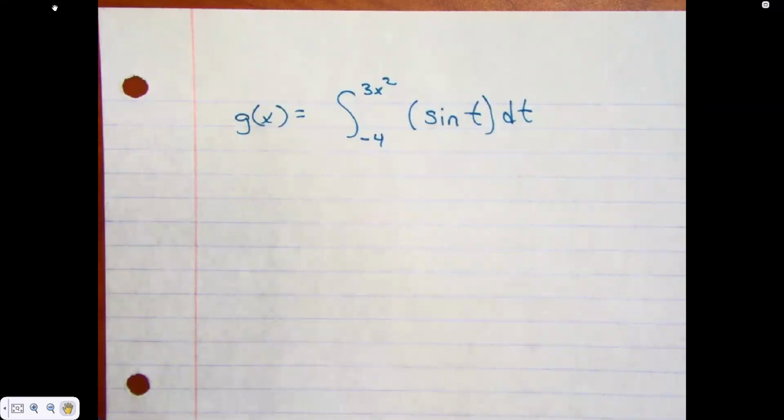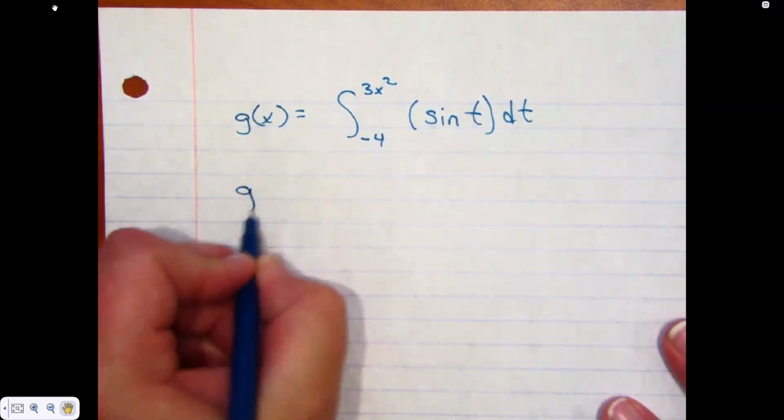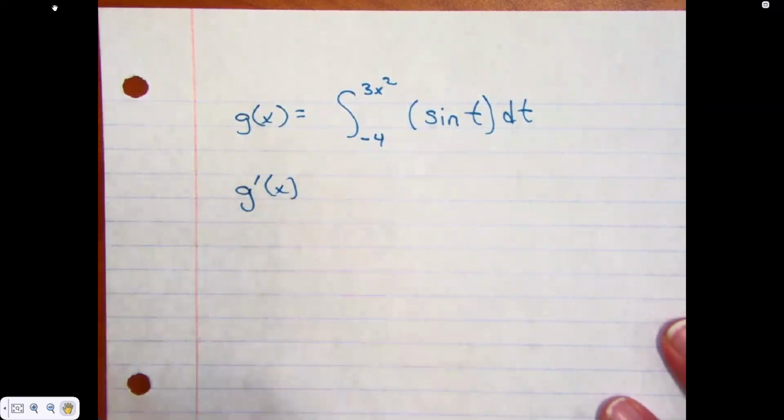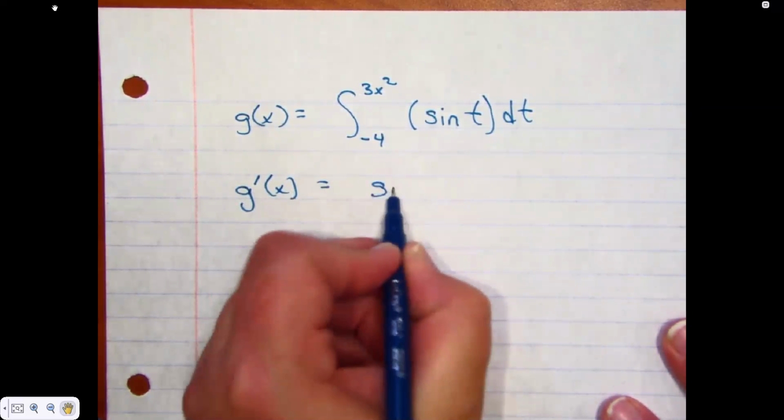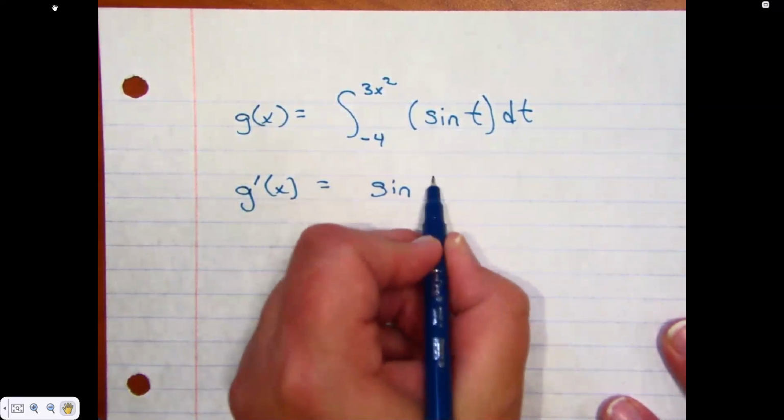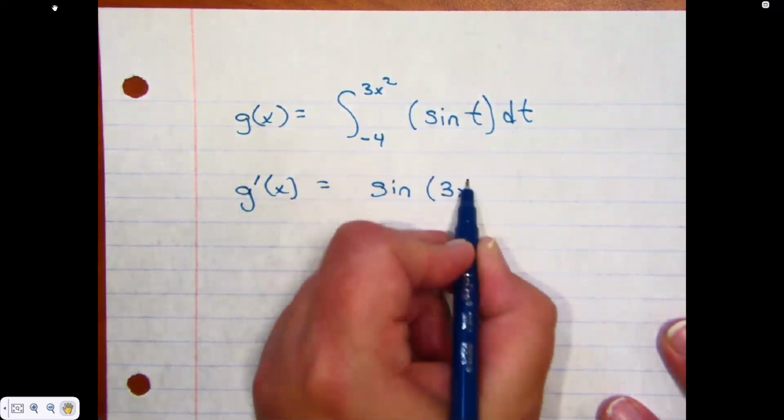So the x is in the right spot. I don't care that it's -4, as long as it's some number down at the bottom, sweet. So I can go right to my derivative. I'm going to take the integral technically, and then I go right to my derivative. So it is going to be sine of 3x squared.